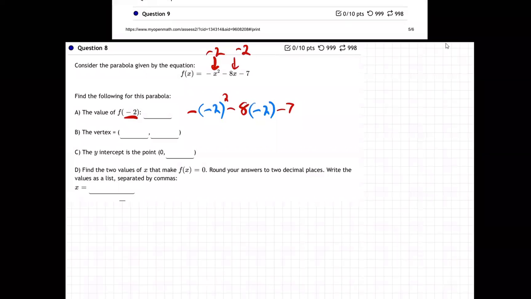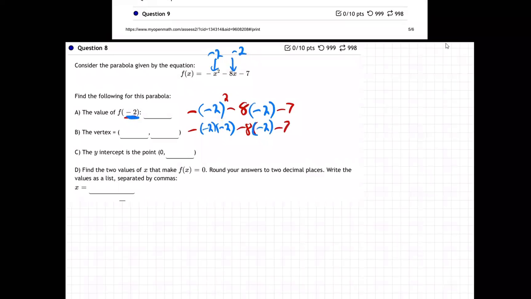So let me make sure this is clear. I'm plugging in -2. They told me plug in -2. Remember, notice I'm putting parentheses around the -2 that I'm plugging in. That's important because what's going to happen right here is we're going to get negative and then -2 squared. That means -2 times -2, right? Let me just make sure that's super clear.